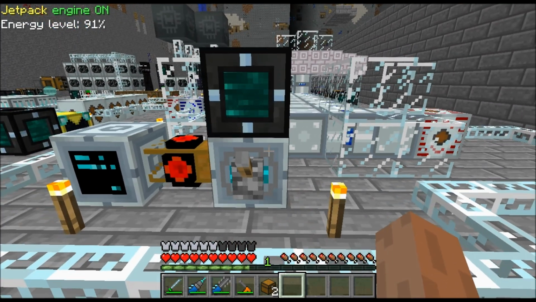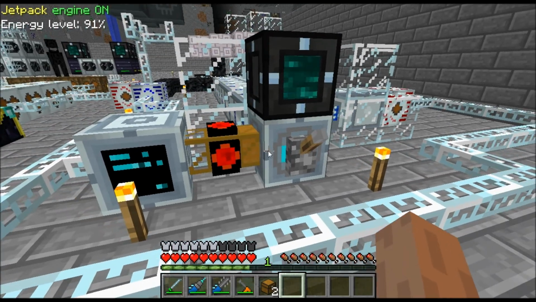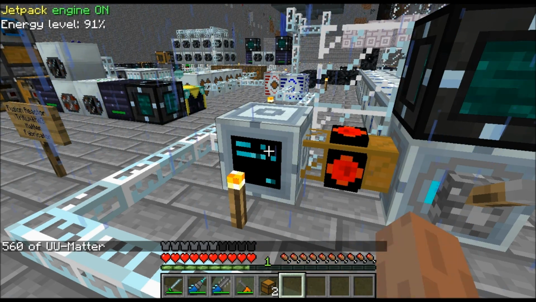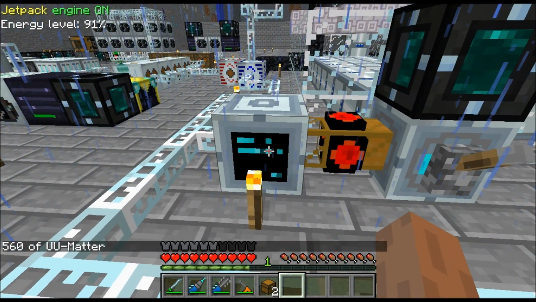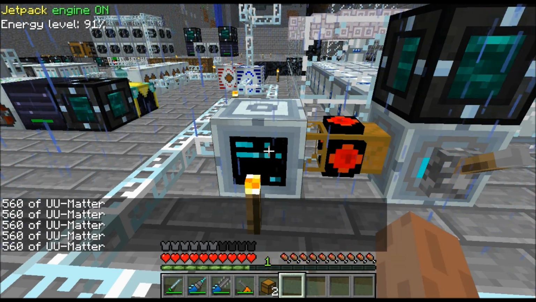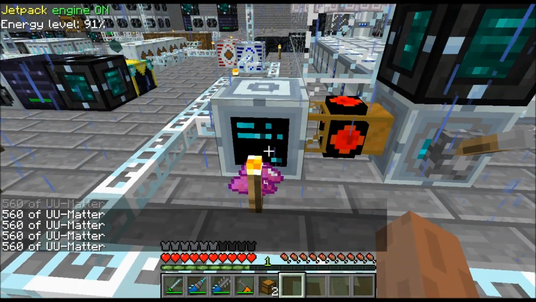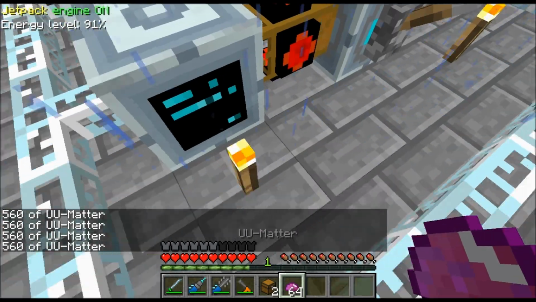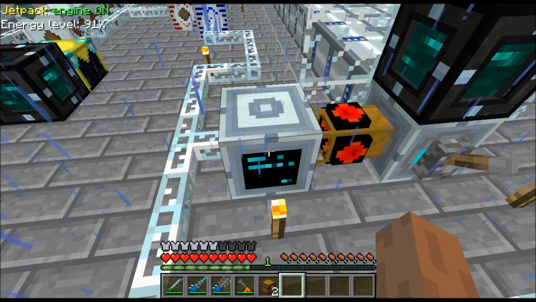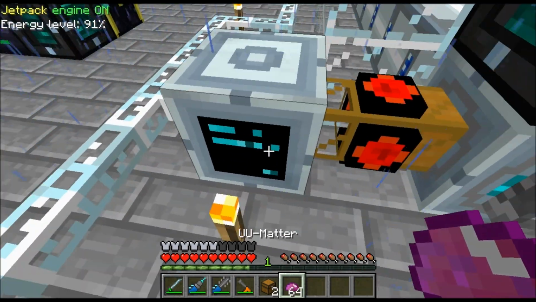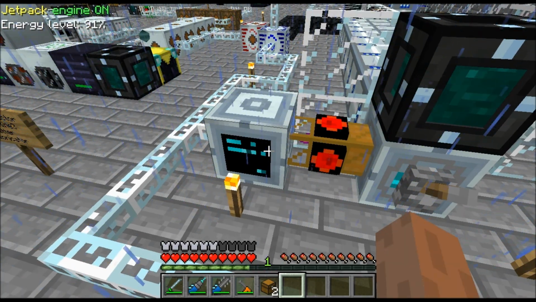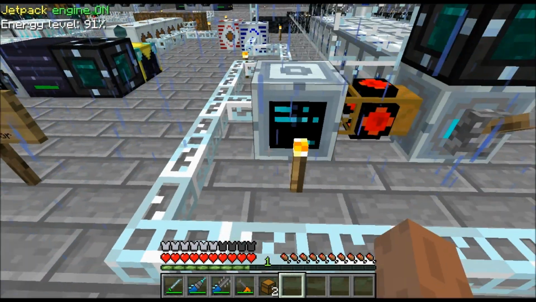So what I have here is it's generating the UU matter, and then it pulls it out and puts it in this quantum chest. If you look down in the bottom left-hand corner, you can see I have 5,600 pieces of UU matter in there at the moment. The quantum chest is like a barrel. If you right-click on it, you put the items back in. Left-click, you pull out a stack. And if you shift left-click, you'll pull out one at a time.